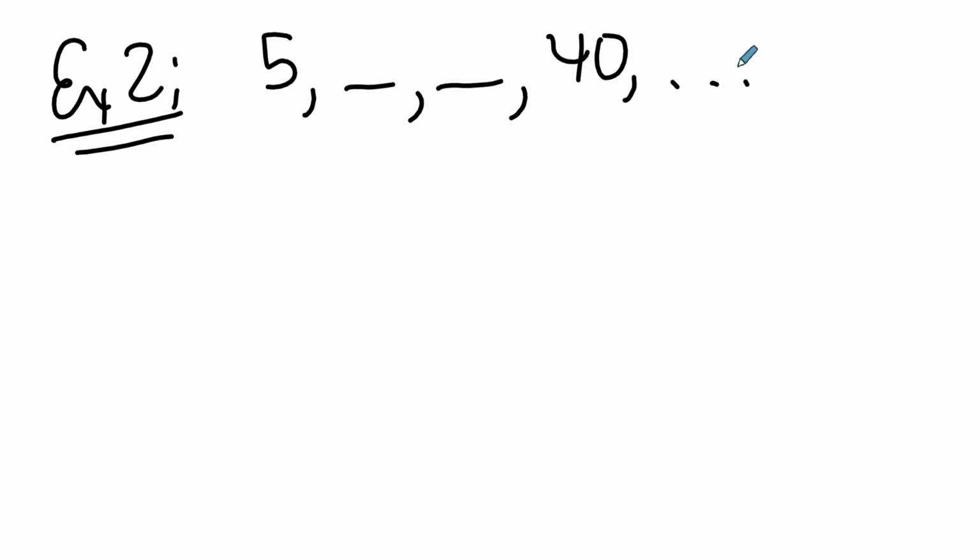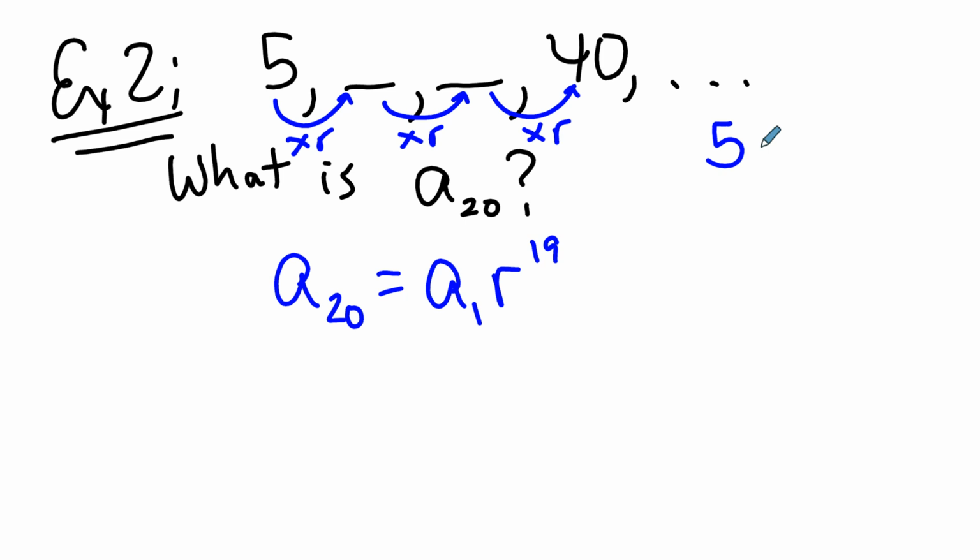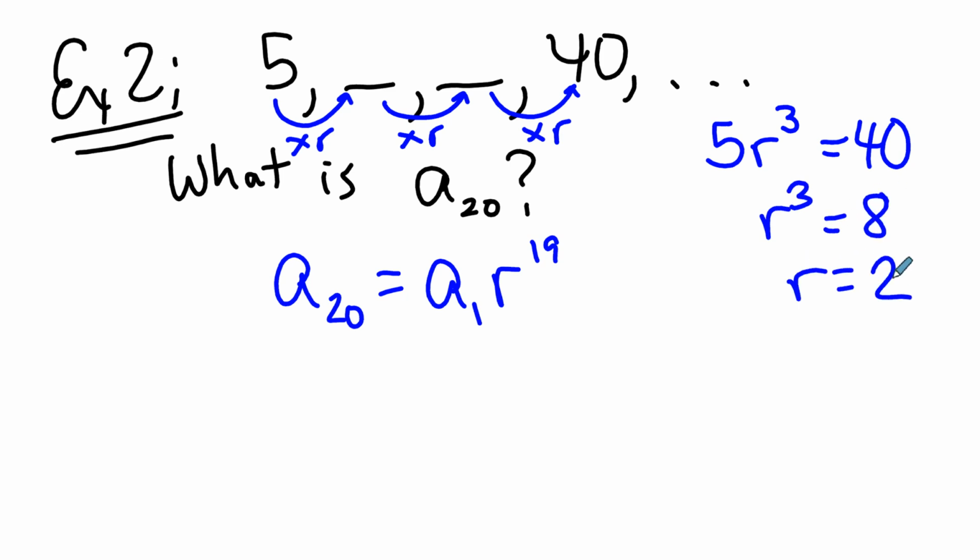So it bears asking, if you have a geometric sequence, what is the 20th term? Well, the 20th term is the first term times r to the 20 minus 1. Well, we've got to know what r is. Times r, times r, times r. 1, 2, 3 copies of r. When we take 5 and multiply by r by r by r, we get 40. So r cubed is 8. And that means that r is 2.